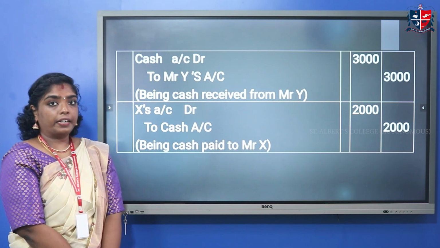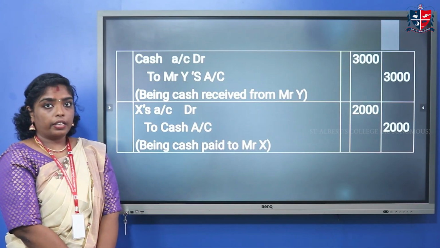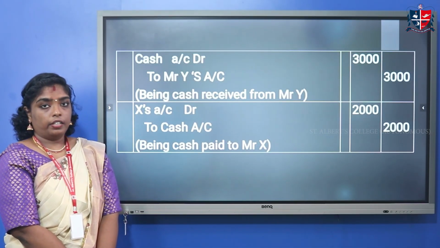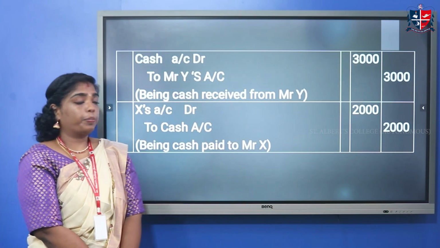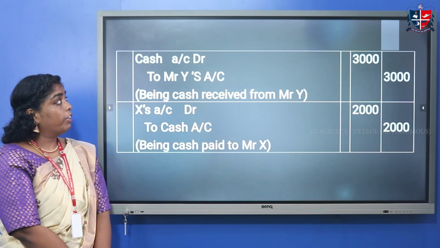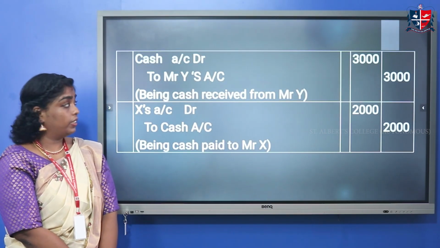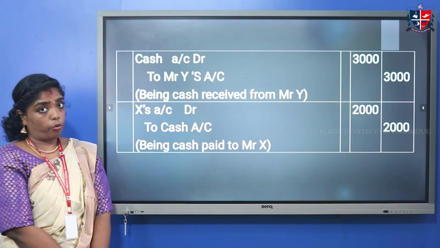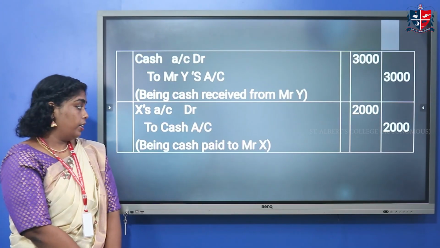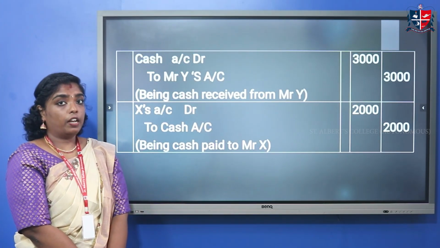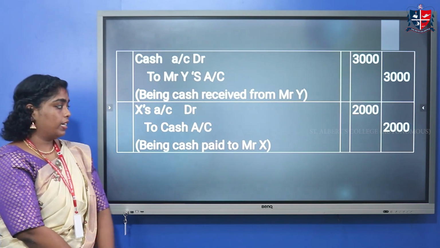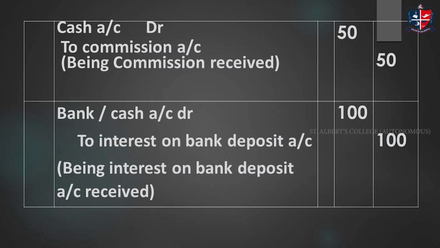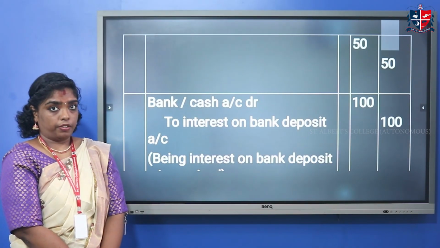So paying of sundry creditor means the amount of sundry creditor is decreased. Decrease in creditor or liability should be debited. That is why X account debtor rupees 2,000 to cash account. For the previous transaction, the journal entry narration is being cash received from Mr. Y. And for the last one, that is giving payment to Mr. X, cash payment, journal entry narration is being cash paid to Mr. X rupees 2,000. And next one is bank interest is received.